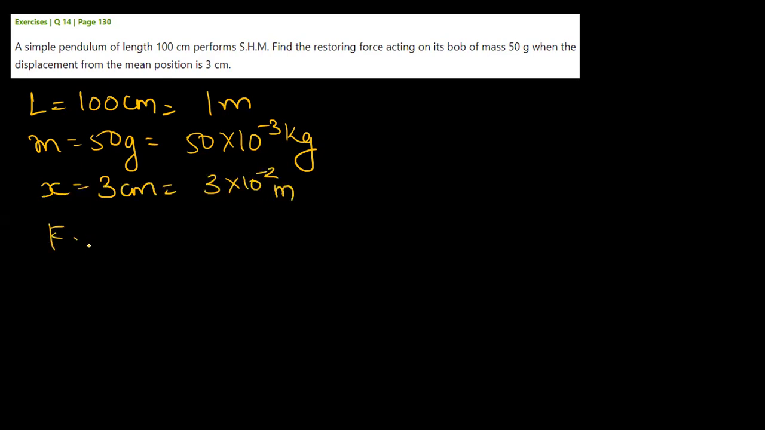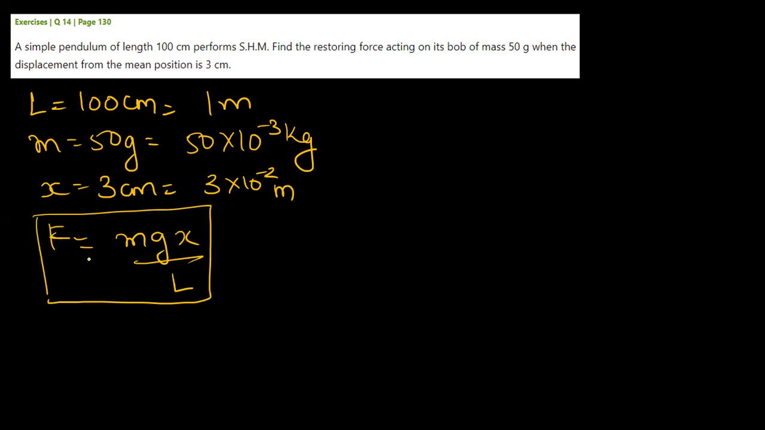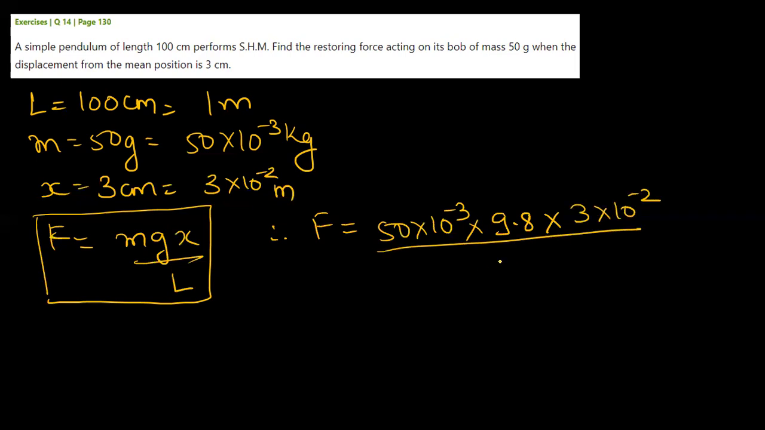So restoring force F, in case of simple pendulum, is equal to mgx upon L. This is the formula from the derivation that we have got. So just substitute the values. F will be equal to 50 into 10 raised to minus 3 into g value 9.8 into x value 3 into 10 raised to minus 2 divided by L, which is 1. So when you solve this, the answer for this question is 1.48 into 10 raised to minus 2 Newton.